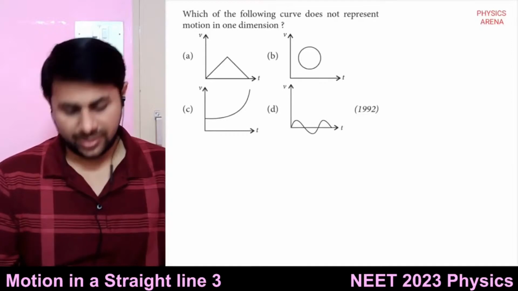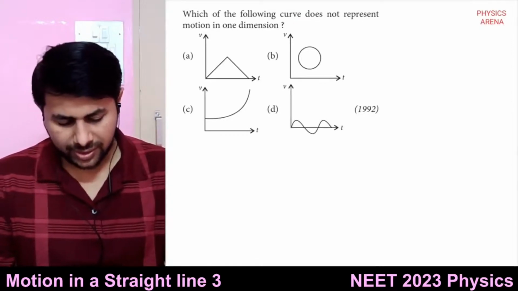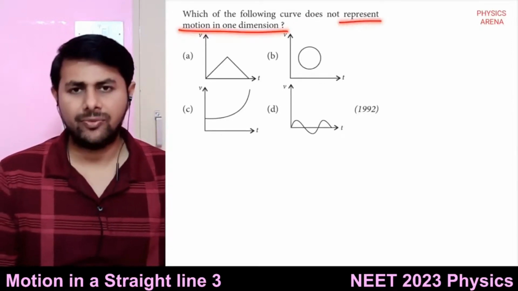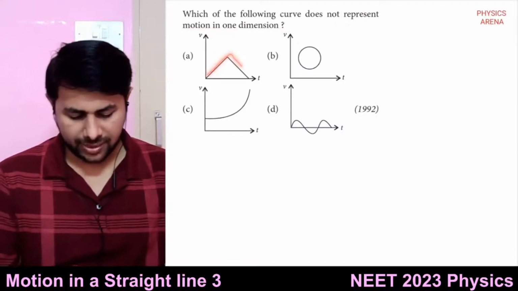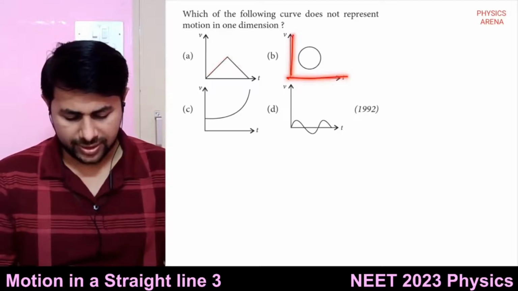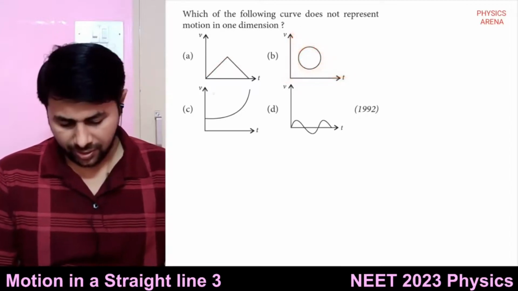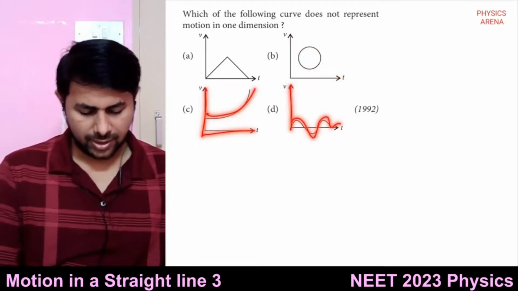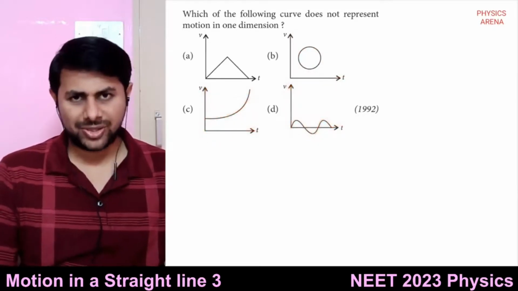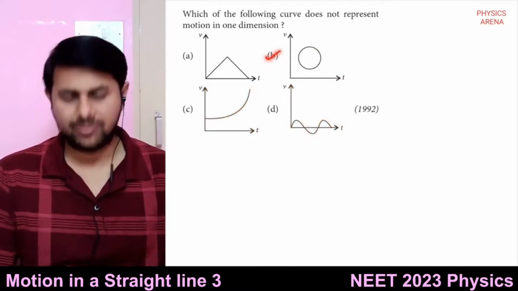So problem 1, which of the following curves does not represent motion in one dimension? Option A is like this. This is velocity versus time graph. Option B, velocity versus time graph, looks like this. Option C is like this, and this is option D. All right. So this is a simple question, and the answer is option B.